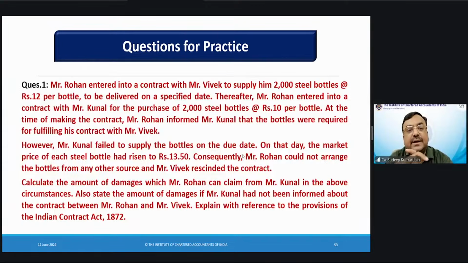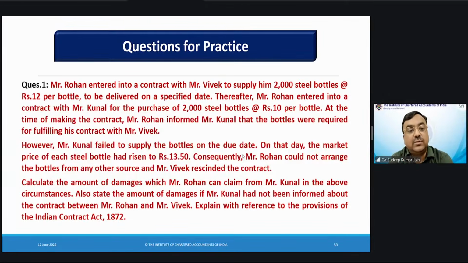Mr. Rohan entered into a contract with Mr. Vivek to supply him 2,000 steel bottles at rupees 12 per bottle, to be delivered on a specified date. Thereafter, Mr. Rohan entered into a contract with Mr. Kunal for purchase of 2,000 steel bottles at rupees 10 per bottle. At the time of making the contract, Rohan informed Mr. Kunal that the bottles were required for fulfilling his contract with Mr. Vivek. However, Mr. Kunal failed to supply the bottles on the due date. On that date, the market price of each steel bottle had risen to 13.50.